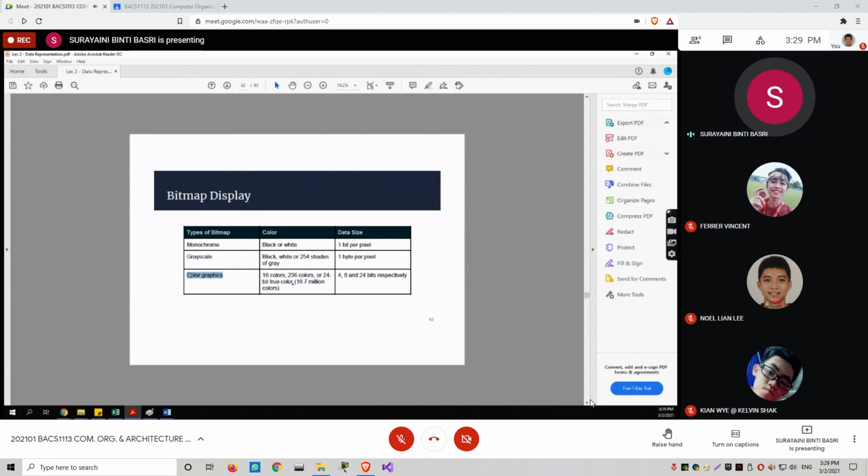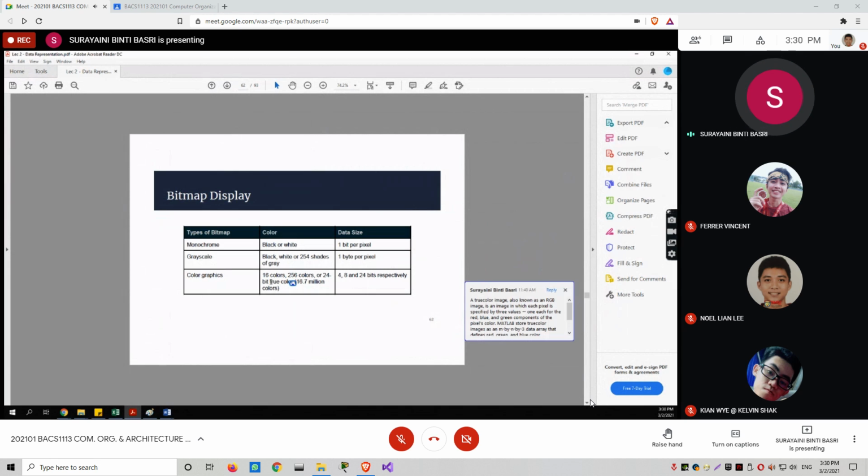Okay, so the other type of bitmap is the color graphic. The color graphic has various versions. There are color graphics that can hold 16 colors. There's also the color graphic that can hold 256 colors, and then there's also a color graphic that can hold up to 16.7 million colors. It says here that this 16.7 million color is the 24-bit true color.